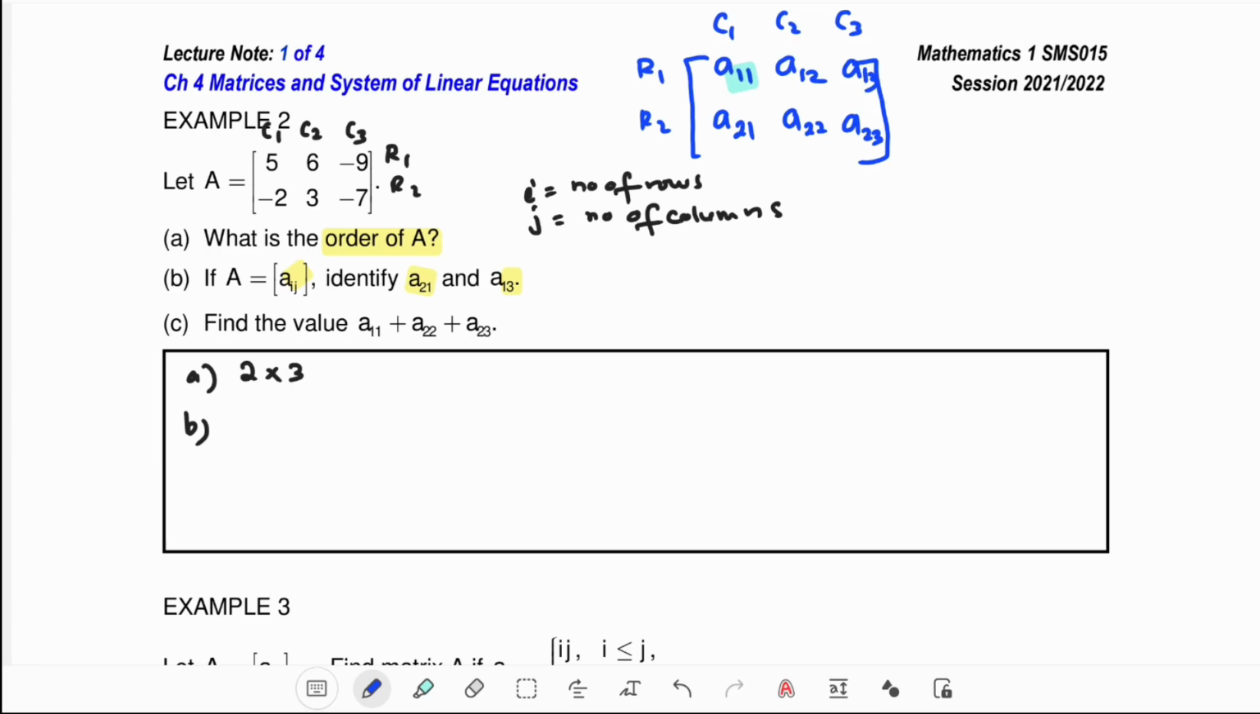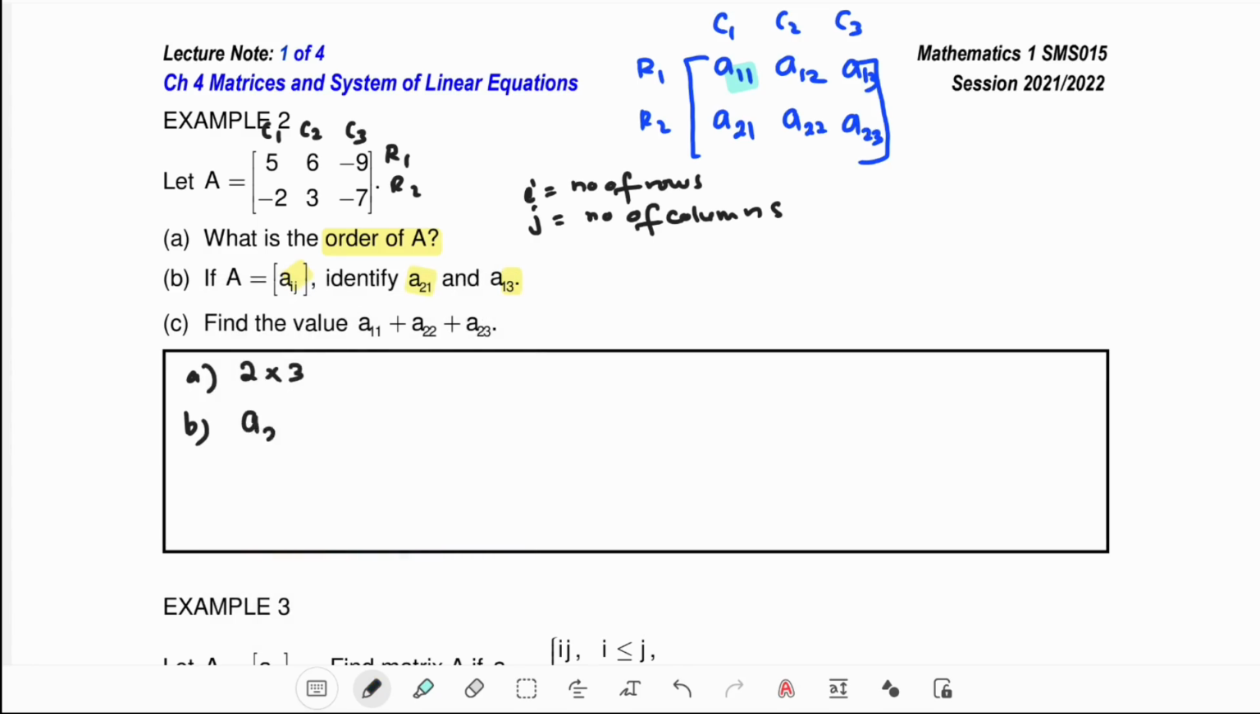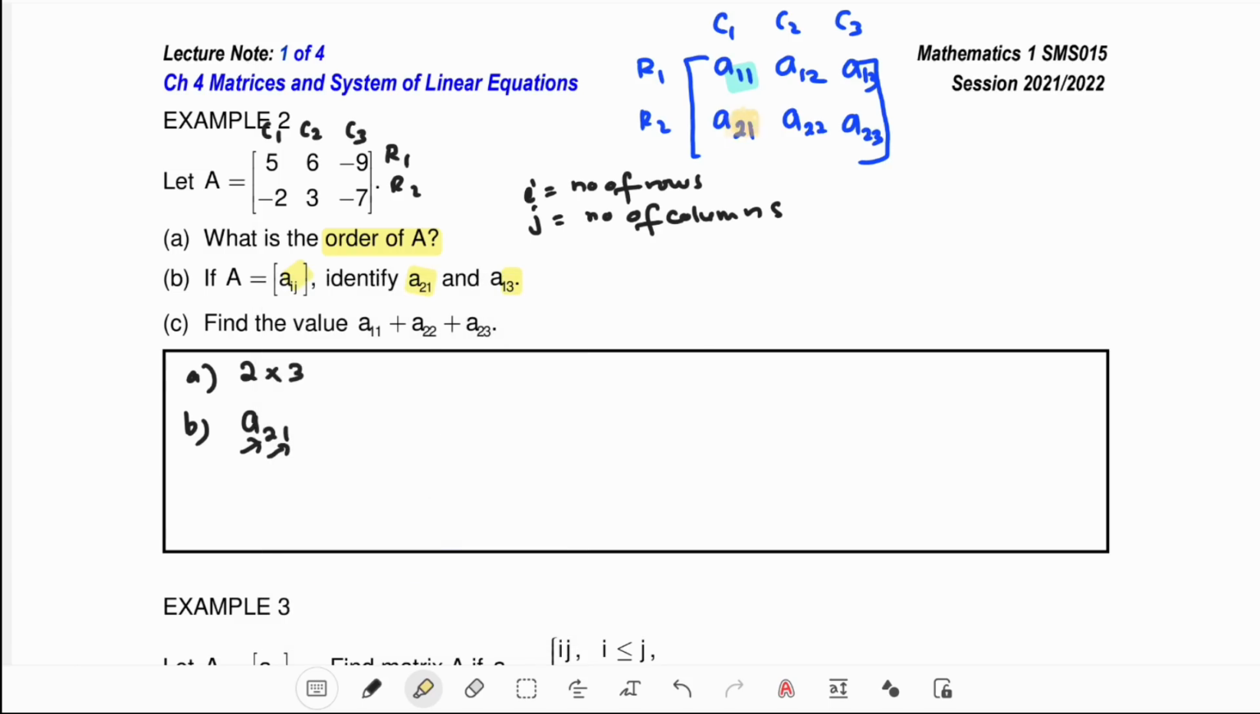Since the question asks for A21, A21 means the entry in the second row and the first column, which is right here. So what is the element for A21? A21 should be -2. So the answer for this one is -2.